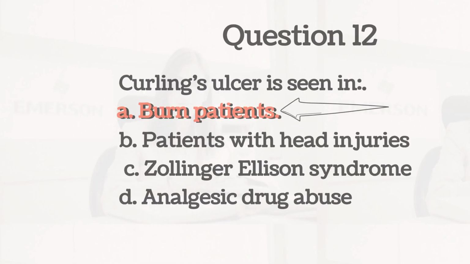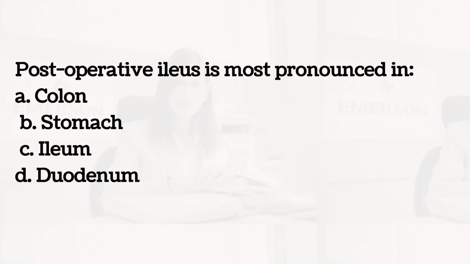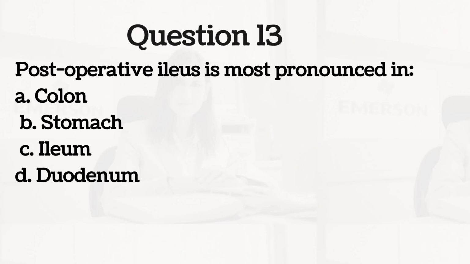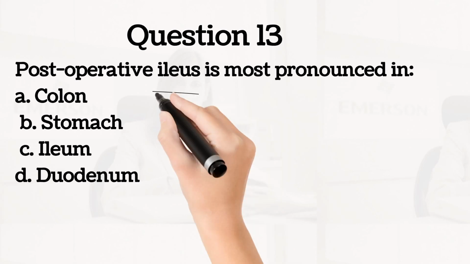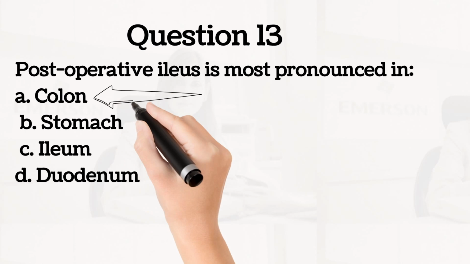Okay, then we have question 13, which is saying paralytic ileus in postoperative patients is most pronounced in: A, colon; B, stomach; C, ileum; D, duodenum. So the answer here for this question is A, colon. That's where it is most pronounced. So A for question 13.